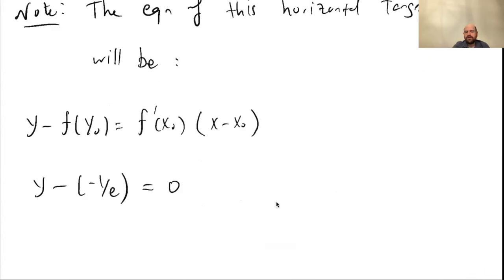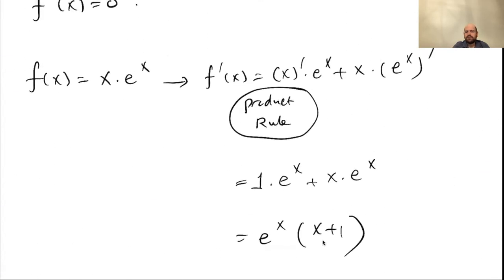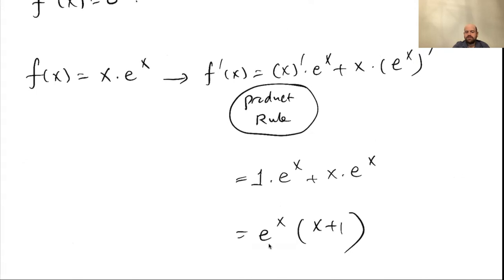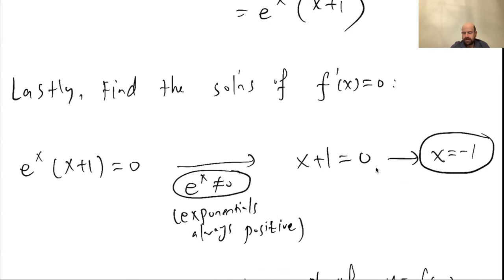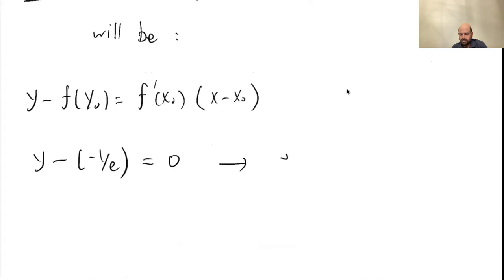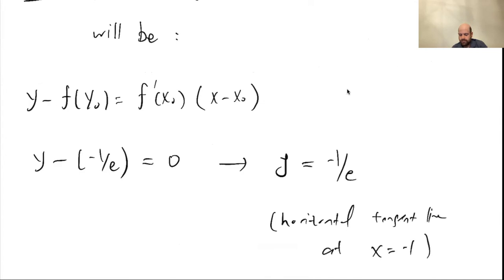You can also verify it if you want, because f prime of x is (x plus 1) times e to the x. So if x is minus 1, of course f prime of x will be 0. Minus 1 plus 1 is 0, times anything is 0. But even without calculation, we know that f prime of x0 must be 0 because x0 is the solution of this equation. So the right-hand side becomes 0, and therefore the equation of the tangent line becomes y equals minus 1 over e, which is a horizontal tangent line at x equals minus 1.